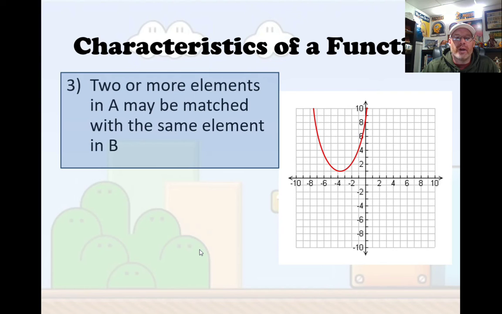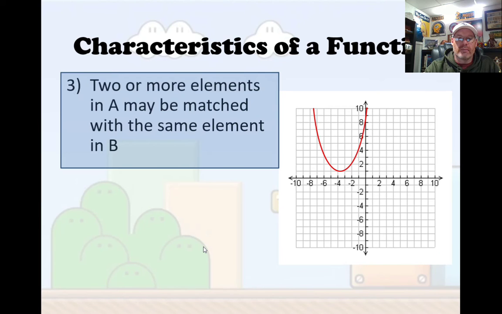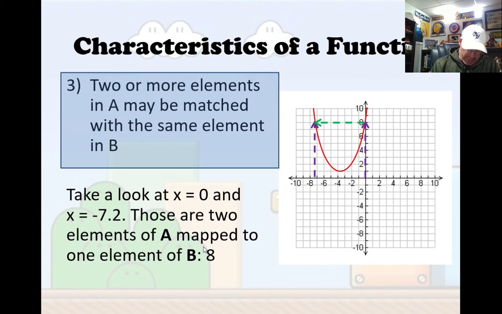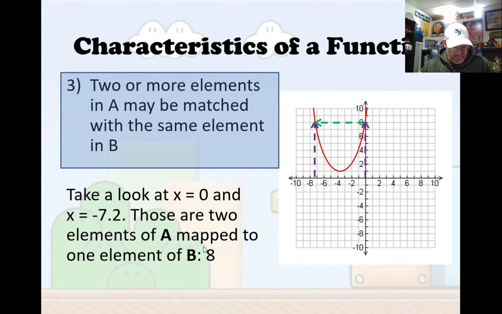Characteristic 3. Two or more elements in A may be matched with the same element in B. All right, so I'm going to look at this backwards. This right here, 8, is an element in B. It's a mailbox without the L, apparently. Anyways, you'll notice that that 8 crosses the graph in 2 spots. That means it gets 2 pieces of mail. It gets one letter 0 and one letter negative 7.2. This mailbox gets 2 different letters sent to it. All right, so 2 or more elements in A may be matched with the same element in B.